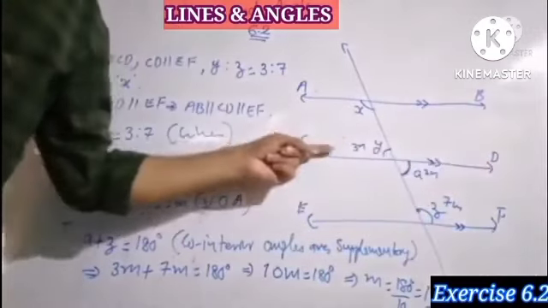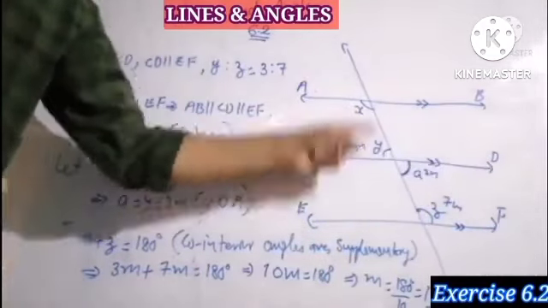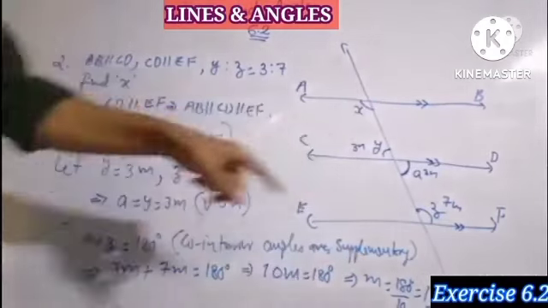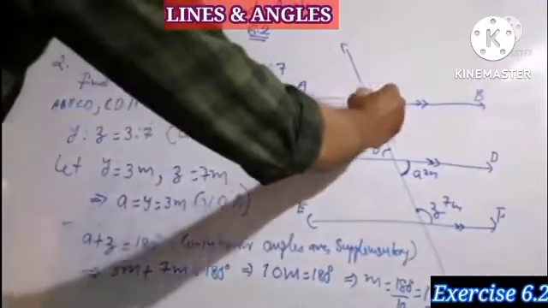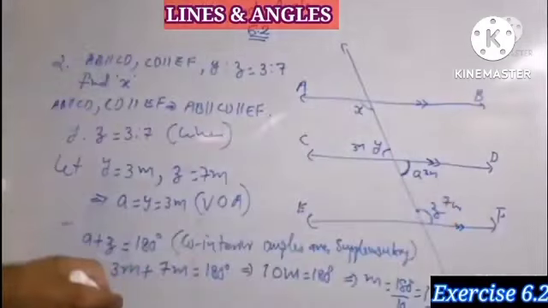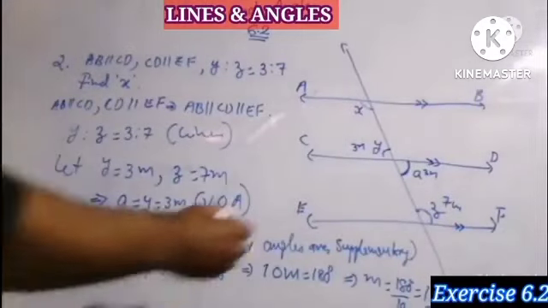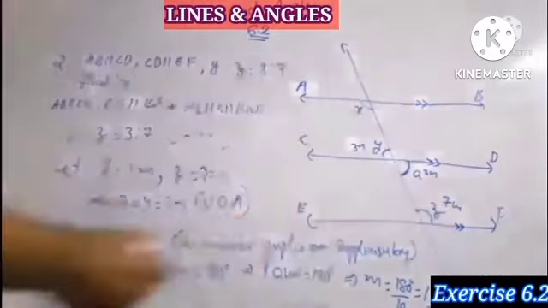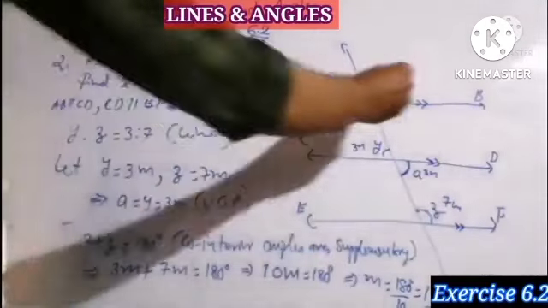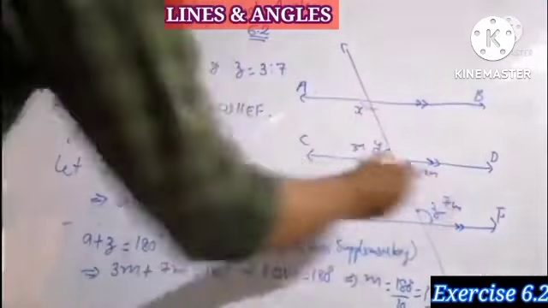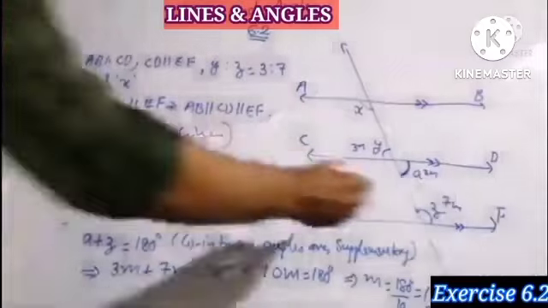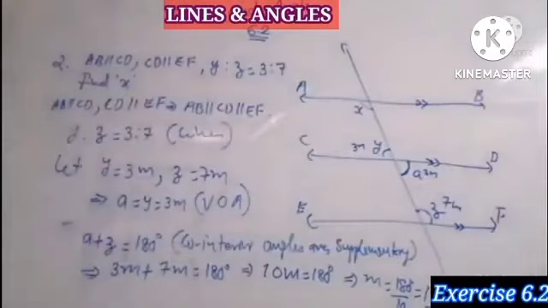Just avoid this CD. Suppose only AB and EF are there, then we can say that X and Z are alternate interior angles, and alternate interior angles are equal when the lines are parallel, because these two lines are parallel. Then X equals Z. After getting Z, we will have X. So that's the easier way.